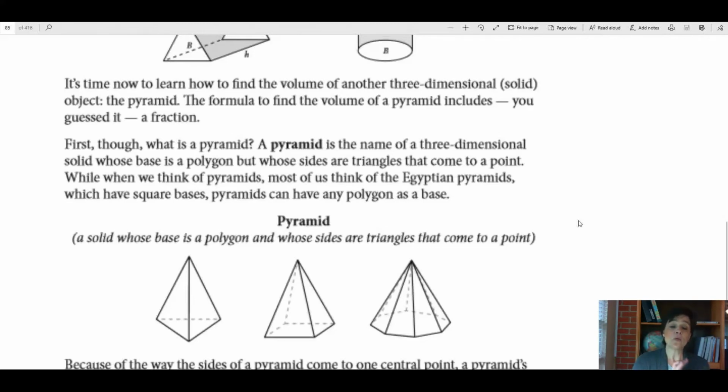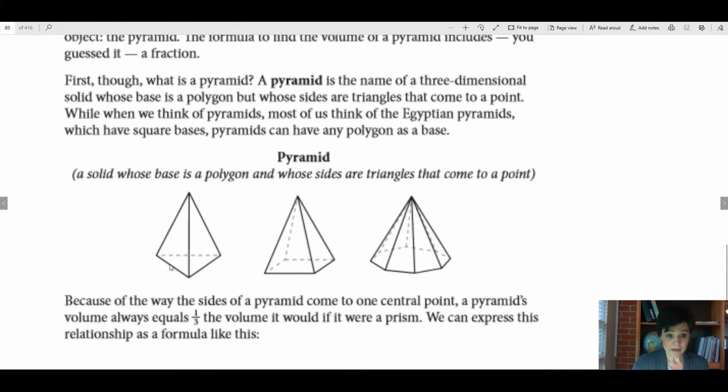While when we think of pyramids, most of us think of the Egyptian pyramids that have square bases, pyramids can have any polygon as a base. See these different bases? This is a triangular base, this is a square base, and this is however many sides those are. So a solid whose base is a polygon and whose sides are triangles that come to a point, that's a pyramid. Now, because of the way the sides of the pyramid come to one central point, a pyramid's volume always equals 1/3 the volume it would if it were a prism. We can express this relationship in this formula.